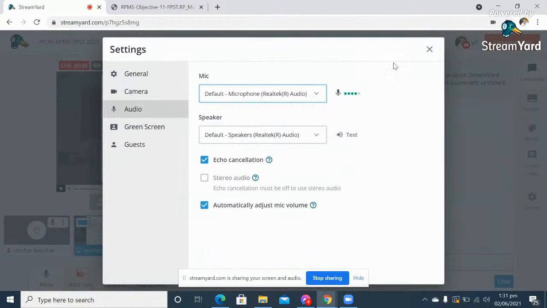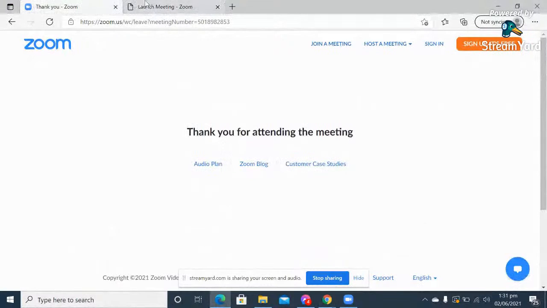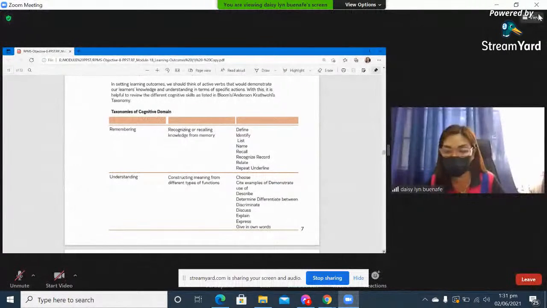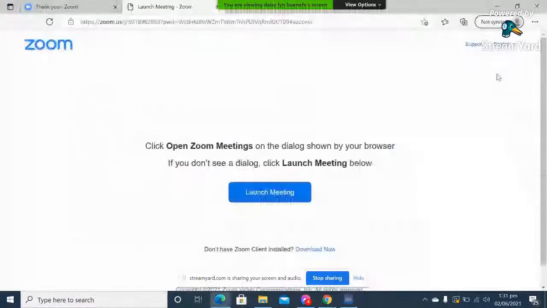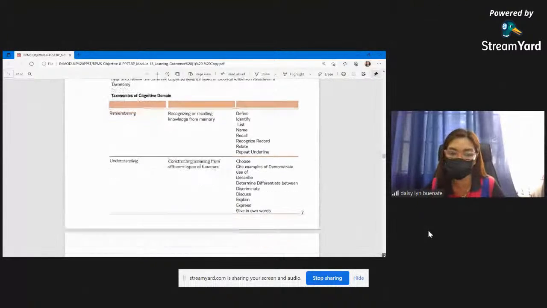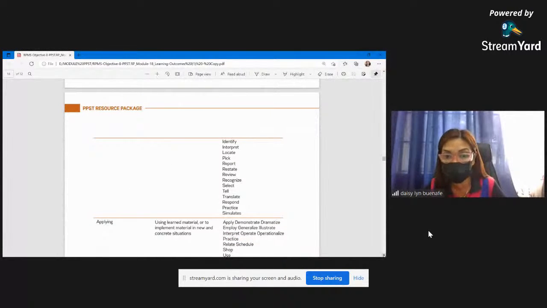The active verbs that we can use are choose, cite examples of, demonstrate, use of, describe, determine, differentiate between, discriminate, discuss, explain, express, give in own words. Then we have identify, interpret, locate, pick, report, restate, review, recognize, select, tell, translate, respond, practice, stimulate.